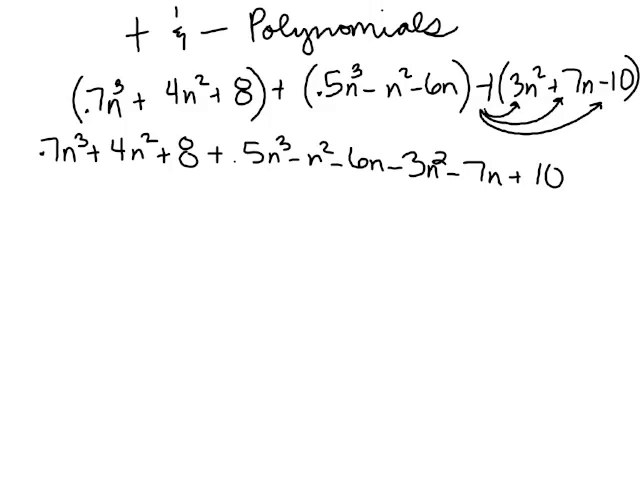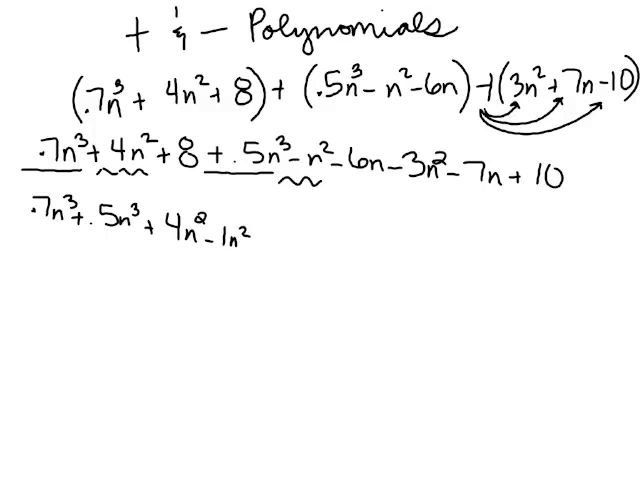Okay, now I need to put like terms near each other. So let's start with our n cubes. What other n cubes have I got? 5n cubed. Okay, I have 0.7n cubed plus 0.5n cubed. Okay, what's my next exponent? N squared. Do I have any other n squareds? Where? Minus n squared and minus 3n squared.